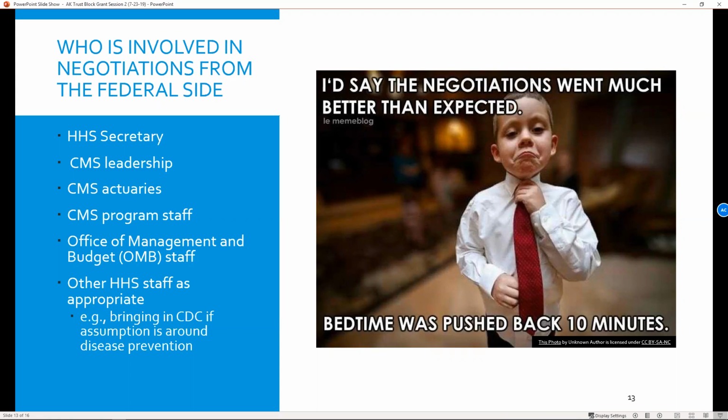For example, with the substance use disorder waiver that Alaska got last year, it's possible that SAMHSA, the federal agency that does a lot of work in that area and runs one of the block grants that applies to that population, was involved in the conversations. I don't know, but that would be an example.